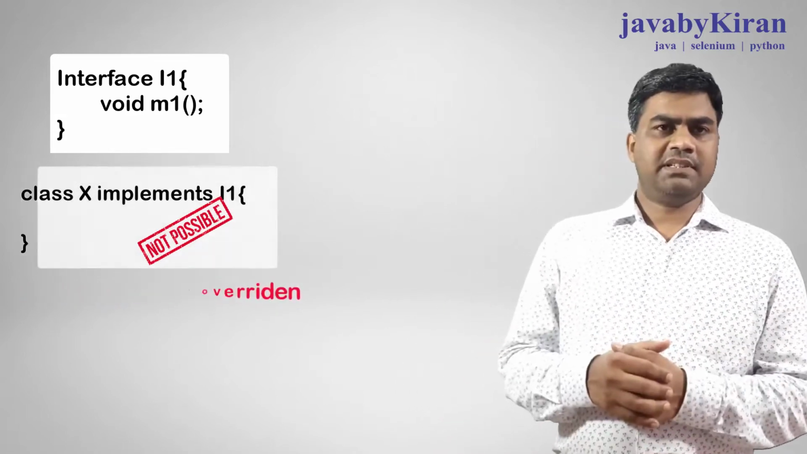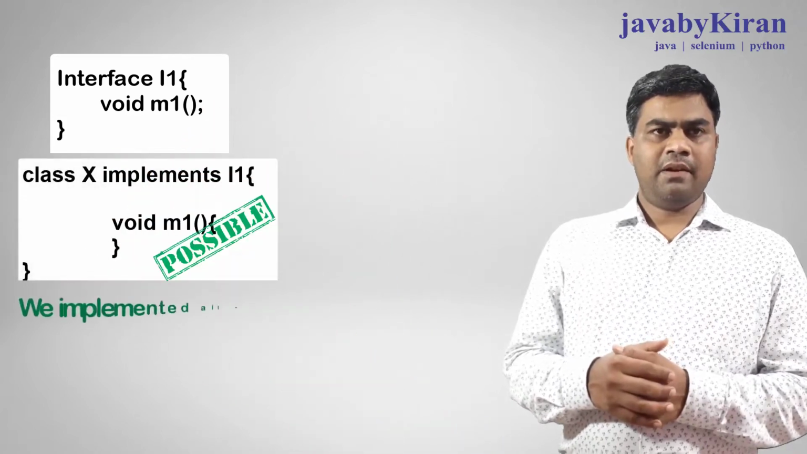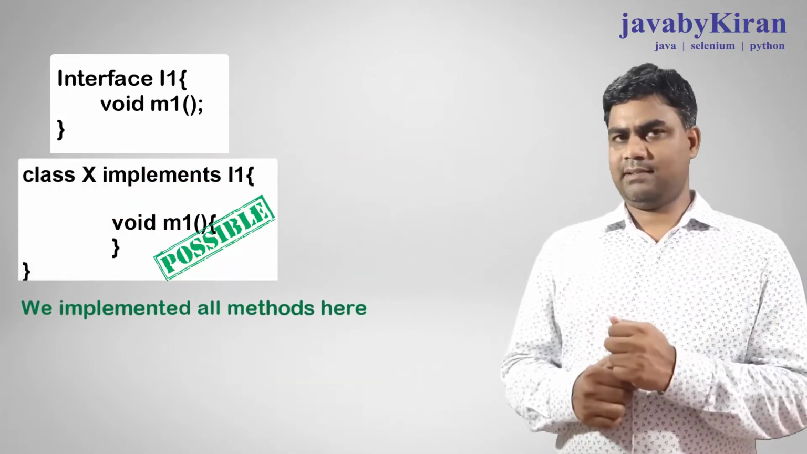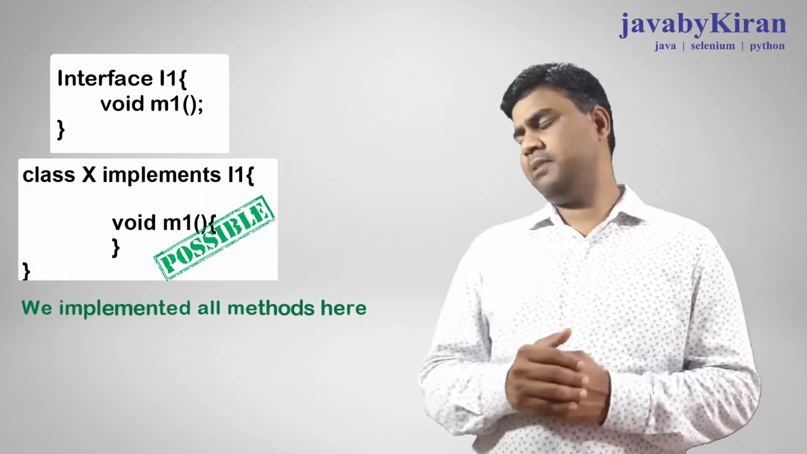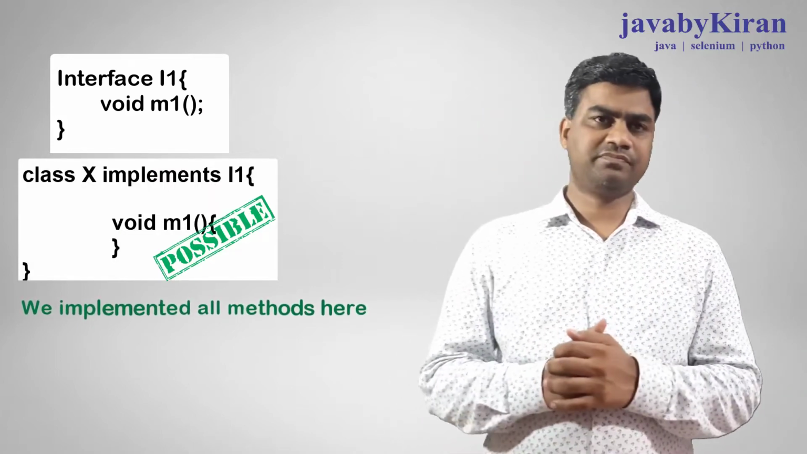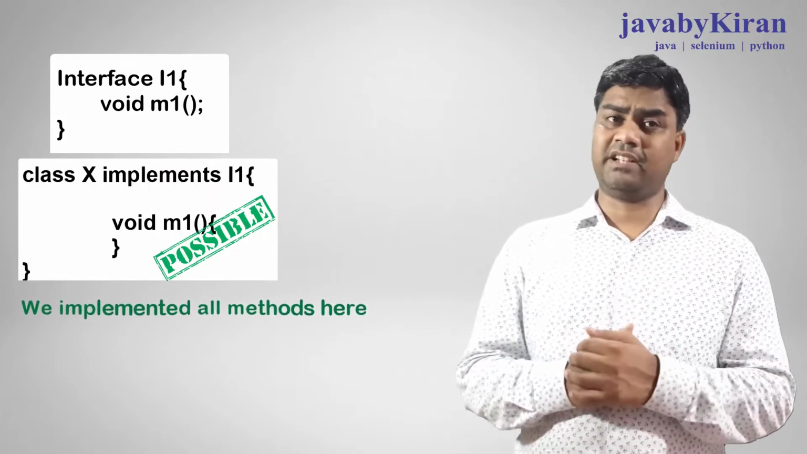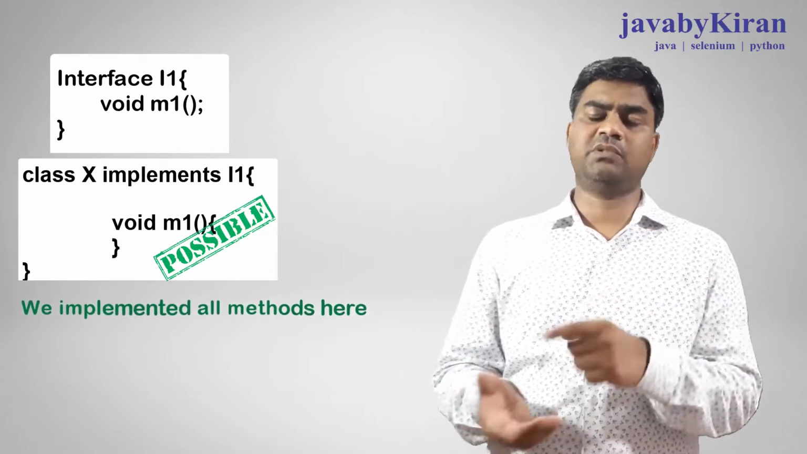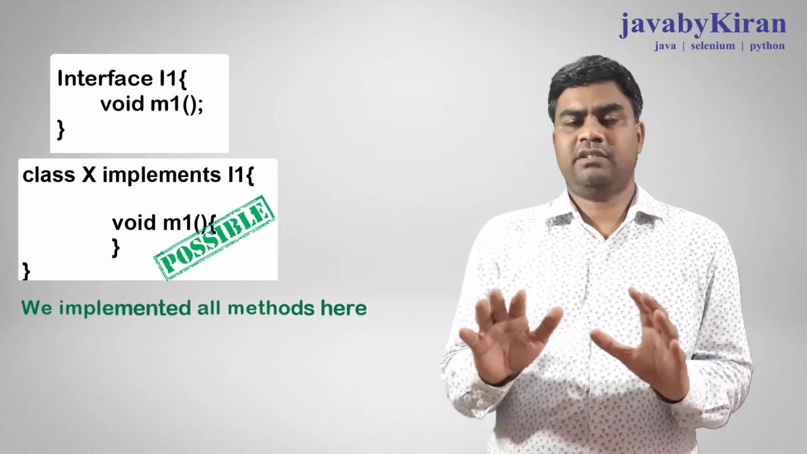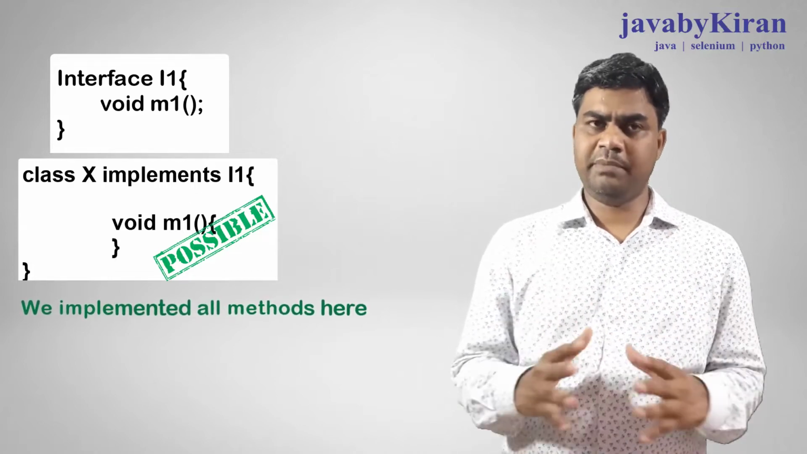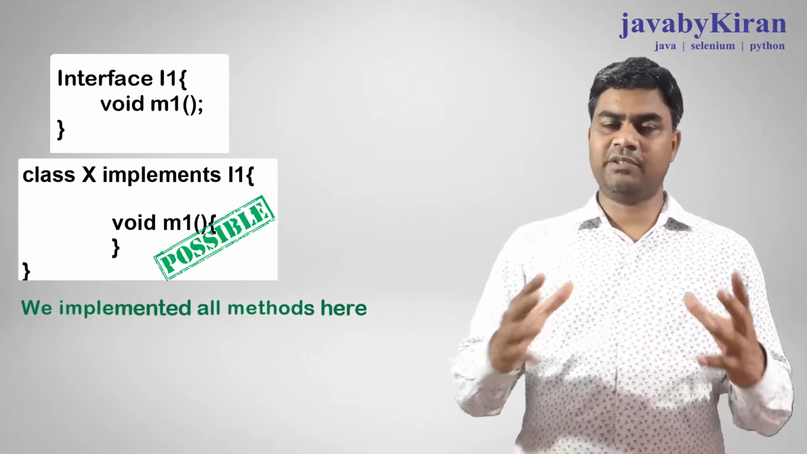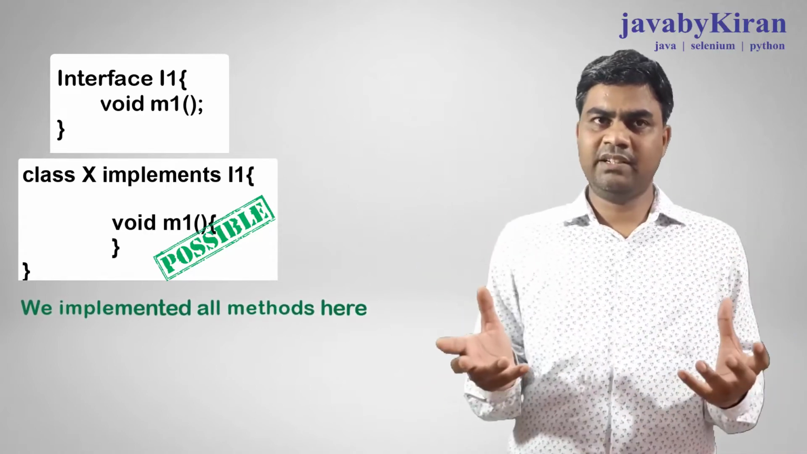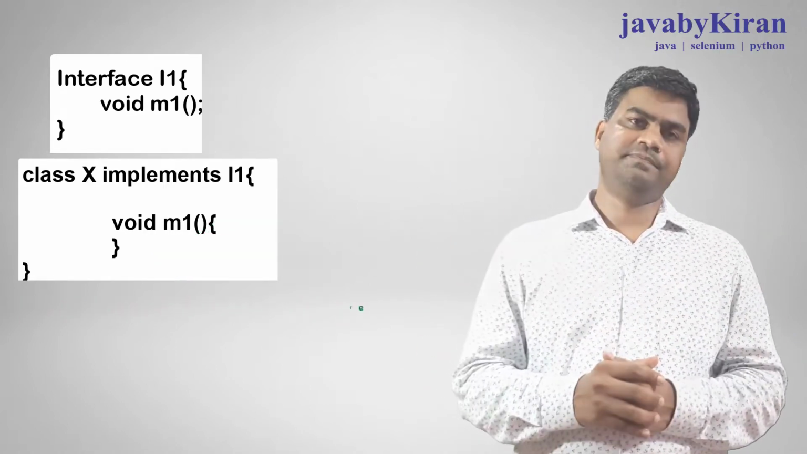Next example, you can see what I did here. I wrote class X. I implement the same interface here. But I wrote the body and that's why it is correct. In the earlier example, I didn't write the body. That's why it was an error. Here, I gave the body, I have implemented it, in other words, I have overridden it. That's why it is correct.